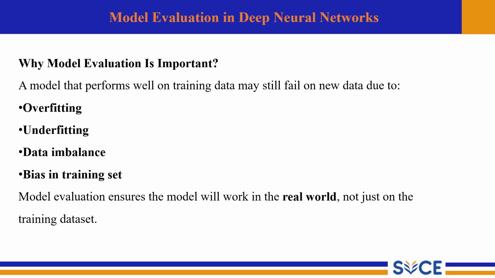So why is model evaluation important? Even if your model performs well on training data, it can fail on new unseen data due to overfitting, underfitting or data imbalance. So what is overfitting? Overfitting is when the model memorizes training data but cannot generalize. Underfitting is when the model is too simple and cannot capture patterns. Data imbalance means some classes dominate, leading to biased predictions. Bias in the training set means the training data may not represent real world scenarios.